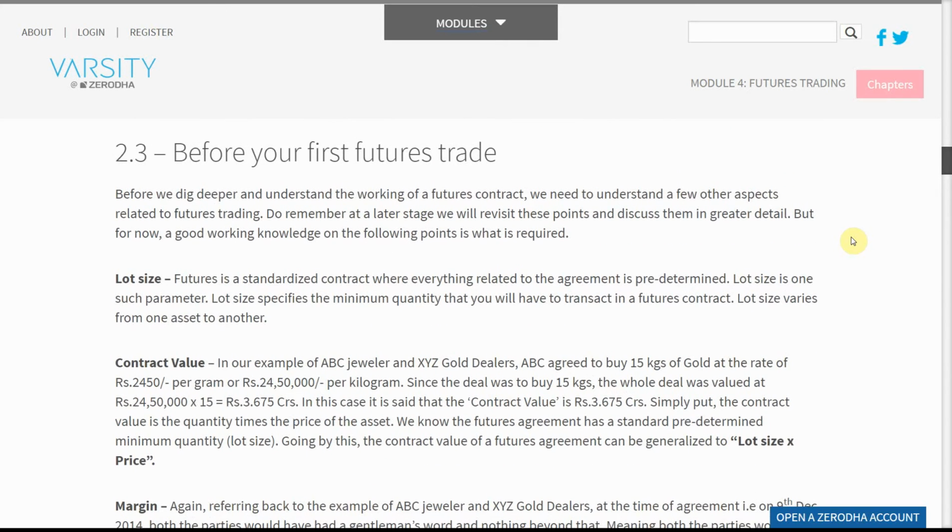2.3 Before your first futures trade. Before we dig deeper and understand the working of a futures contract, we need to understand a few other aspects related to futures trading. Do remember, at a later stage we will revisit these points and discuss them in greater detail. But for now, a good working knowledge on the following points is what is required.